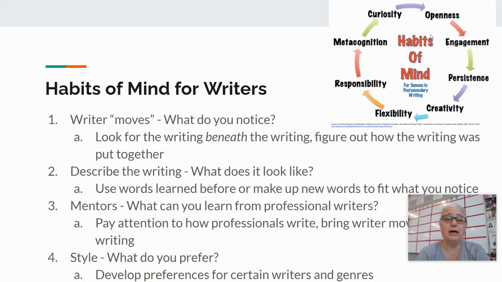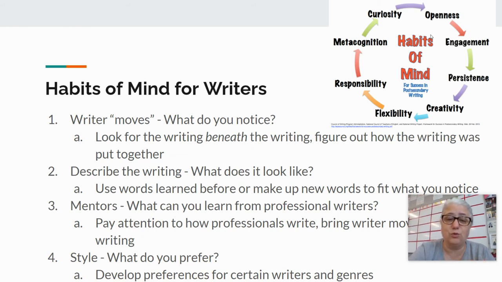In habits of mind for writers, we've got 4 things you want to consider. The writer's moves. So again, this is observation, what you notice about the writing, but you want to go beyond the content and really focus on the words, focus on the structure, focus on the sequence of words or the sequence of sentences. Try to figure out how this was all put together. You're going to describe the writing. What does it look like? You have to use words that you've already learned, or maybe make up new words to fit what you notice.